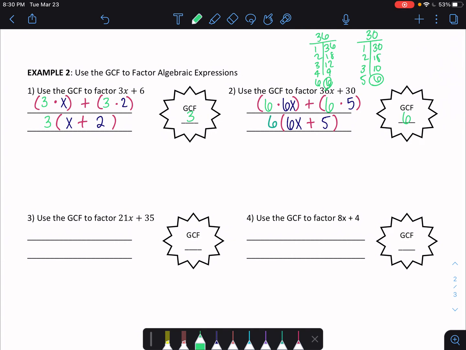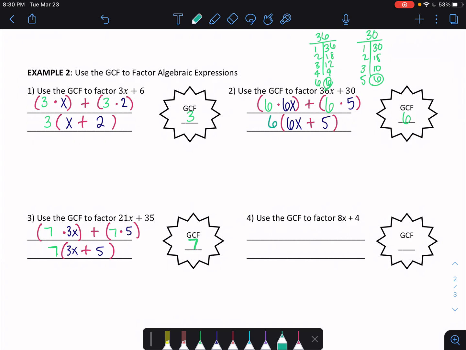21 and 35 have a 7 in common. So my greatest common factor is a 7. So when I set up my initial multiplication, I'm going to have a 7 in each spot. And then 7 times 3 is 21, and then I have to include the x, and 7 times 5 is 35. So then I have 7 on the outside and 3x plus 5 on the inside.